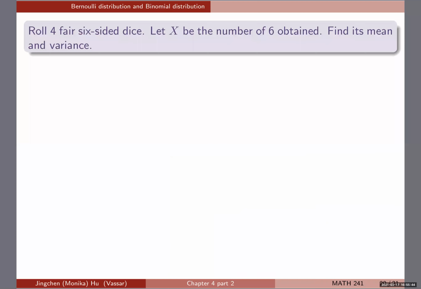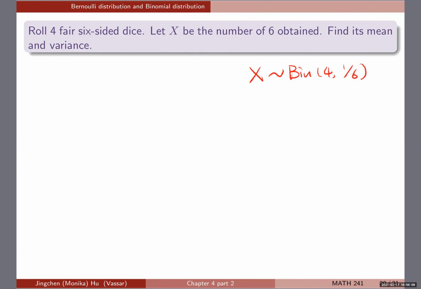All right, to get us grounded on this, let's look at one last example. Roll 4 fair 6-sided dice. Let X be the number of 6s obtained. This goes back to our previous example. So we have a binomial random variable: X is binomial with n equals 4 and p equals 1 over 6.